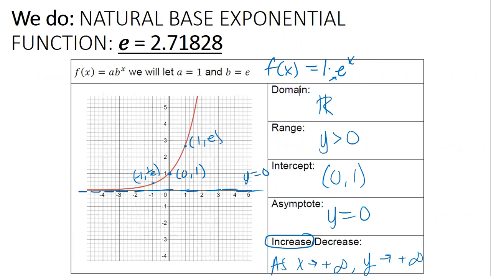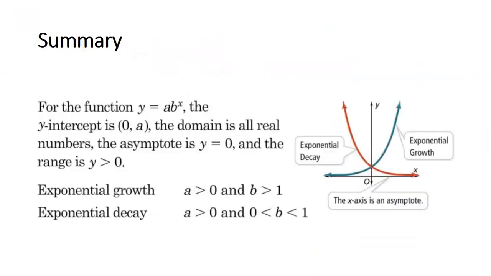Okay. Was that terrible to analyze the graph? Not bad, right? So let's summarize it. For the function y equals ab to the x, the intercept depends on your a. So if your a changes from 1, guess what's going to happen to your intercept? It's going to also change, okay? So your y-intercept depends on your a.